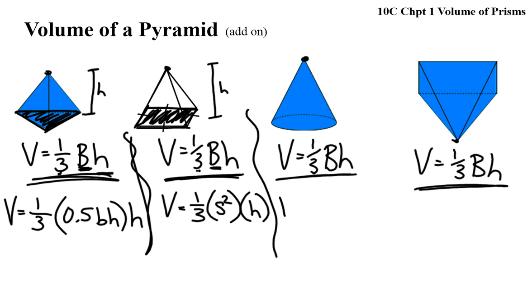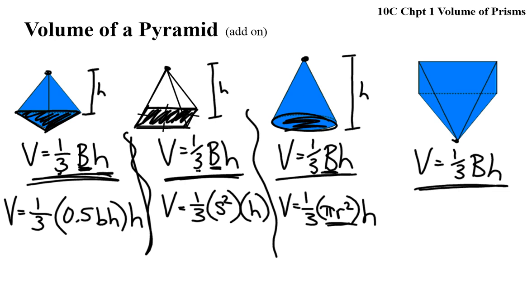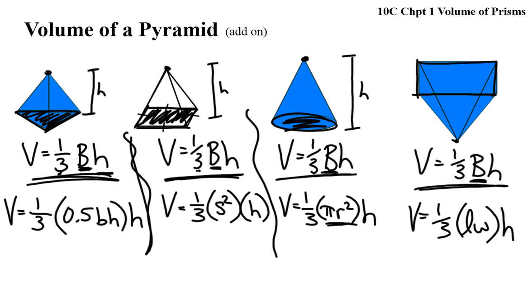Cone, we just looked at it, but what kind of base do we have? A circle. 1/3 pi r squared, because that's the kind of base that we have, times the height of the pyramid. And the last one, what kind of base do we have in this pyramid? It's a rectangle. So instead of big B, 1/3 LW times the height of the pyramid.